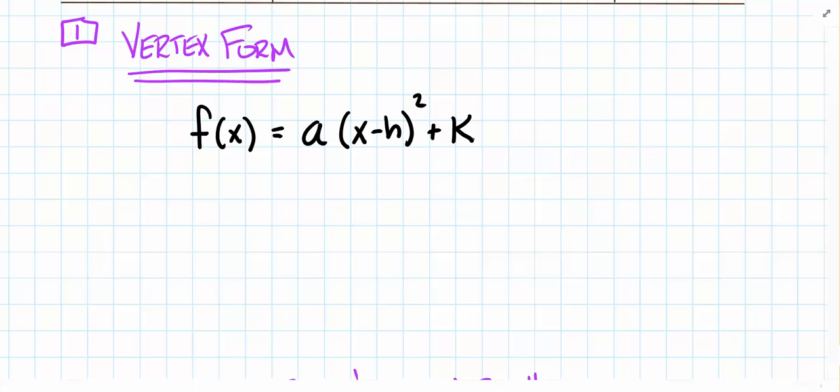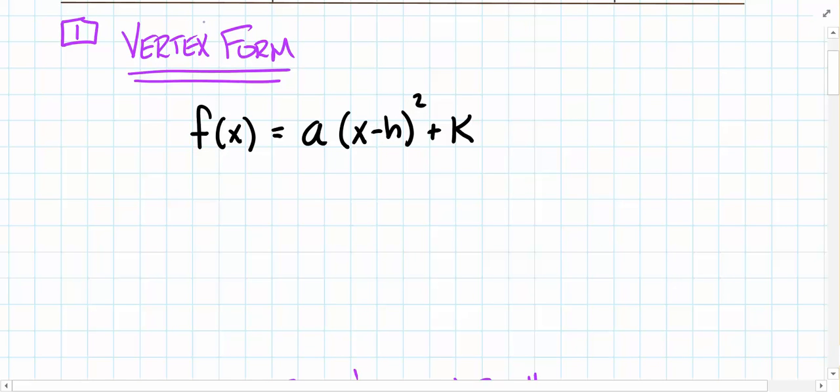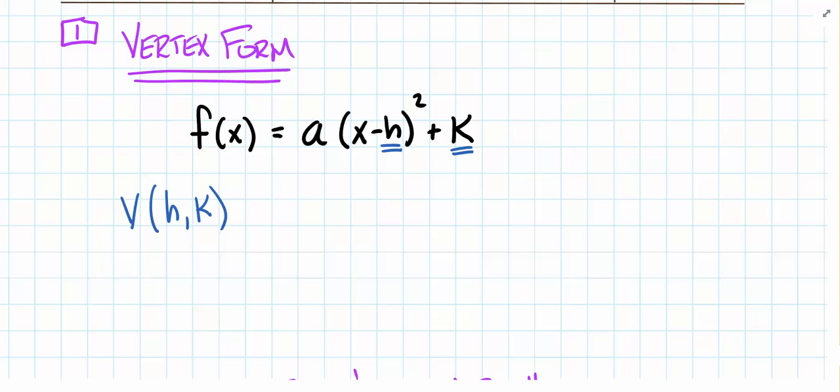This is called vertex form. First of all, why do you suppose they call it vertex form? There's a reason. It gives you the vertex, right? Where is the vertex? The vertex is h comma k. So this information, h and k, will tell you where the vertex is. And notice that the h is the opposite sign value. Okay, good. What other information can I get from this? I can get some more.